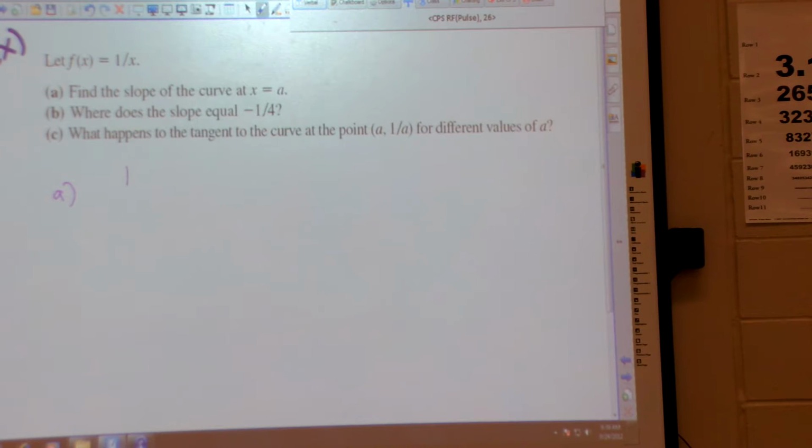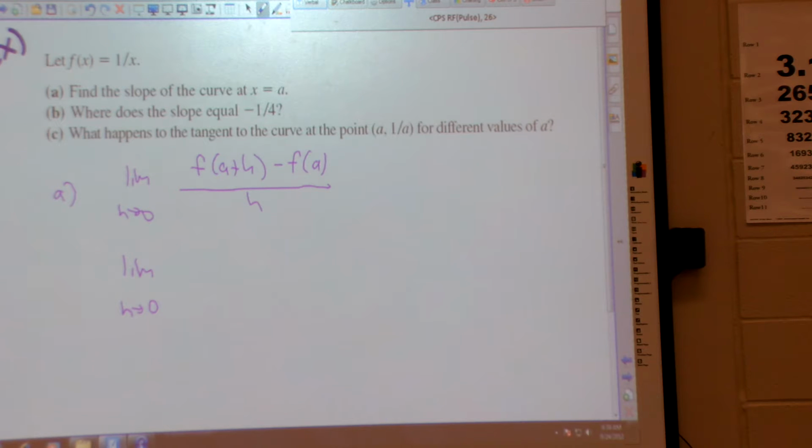Okay, so limit as h goes to 0 of f of a plus h minus f of a, all over h. What is f of a plus h? It's 1 over a plus h. Everyone agree with that? You plug a plus h in, minus 1 over a, all over h. Now what?